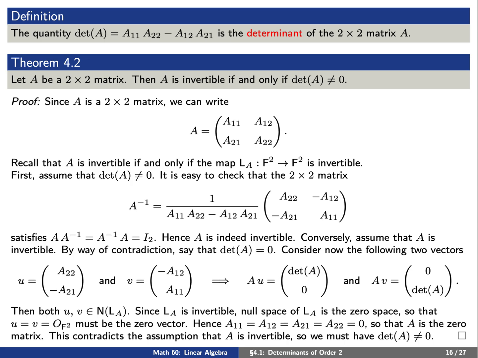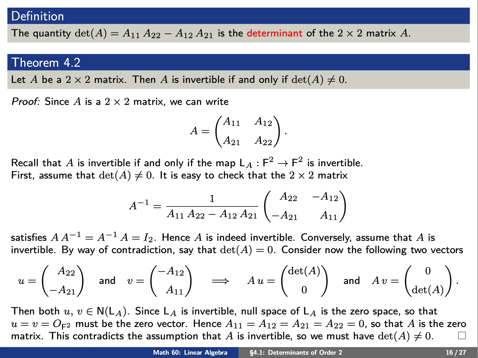Conversely, let's assume that A is invertible. We need to prove that the determinant is non-zero. By way of contradiction, let's say that the determinant is 0. I'd like to consider the following two vectors, u and v. Here, u simply looks like it's coming from the first column of A inverse, and v looks like it's coming from the second column of A inverse. I've chosen these two vectors such that A times u should be the 0 vector, and A times v is also the 0 vector. Again, remember that we're assuming the determinant of A is equal to 0.